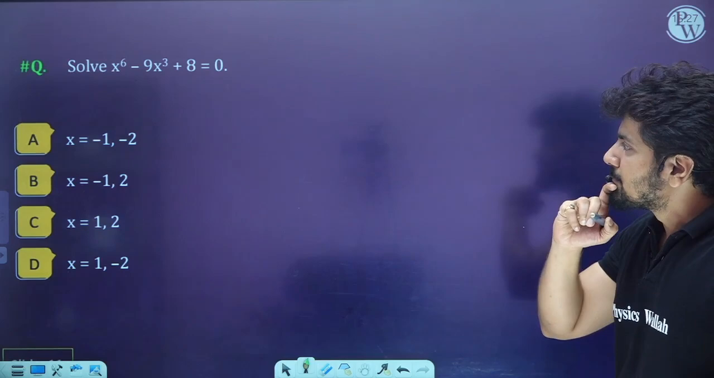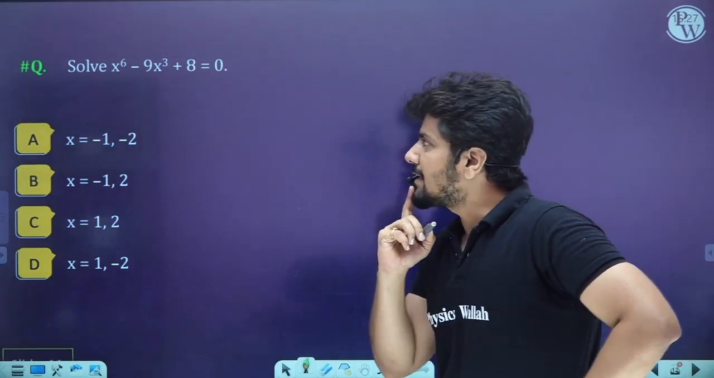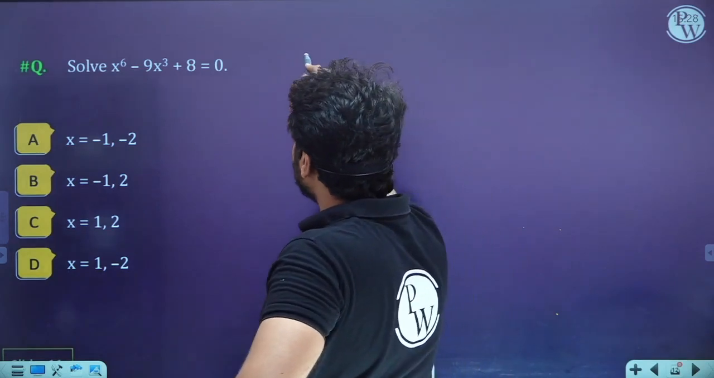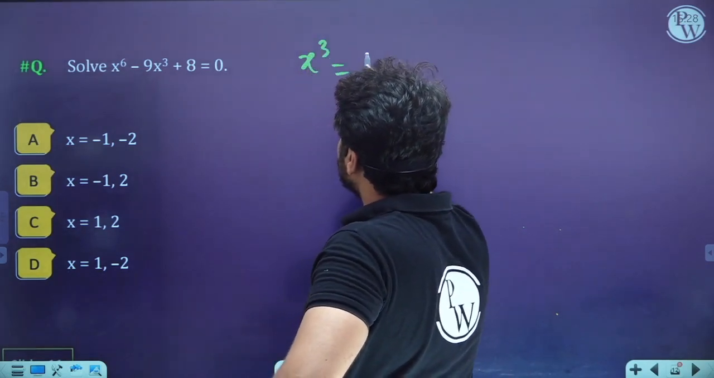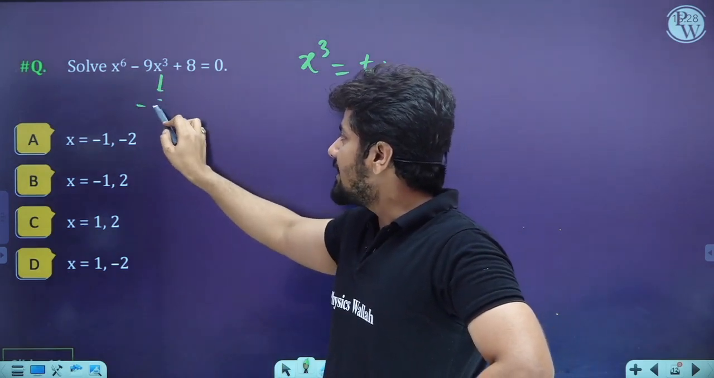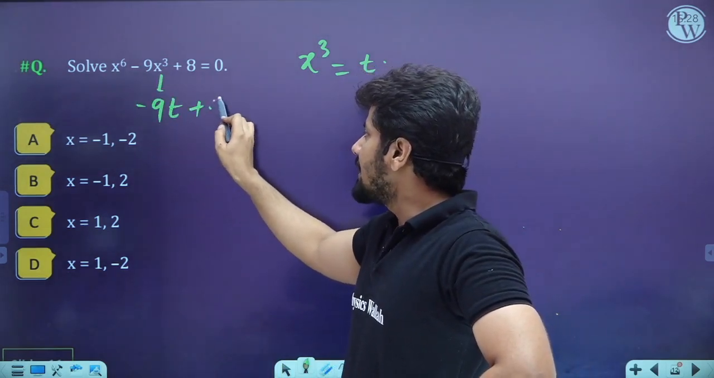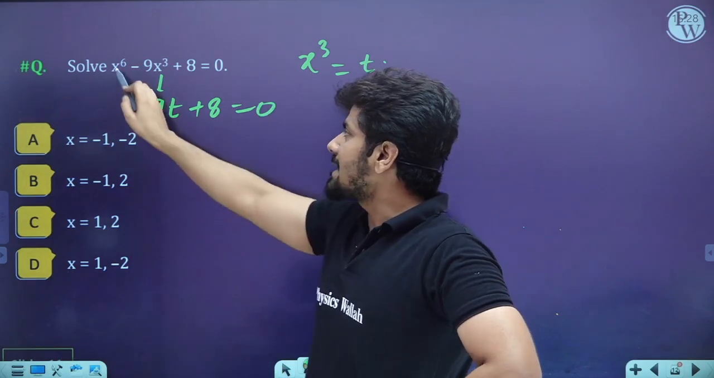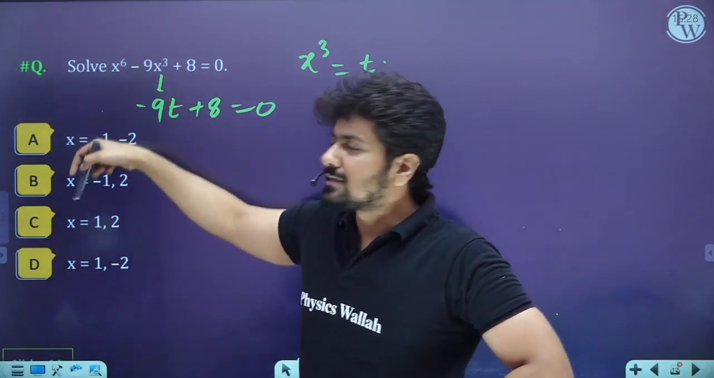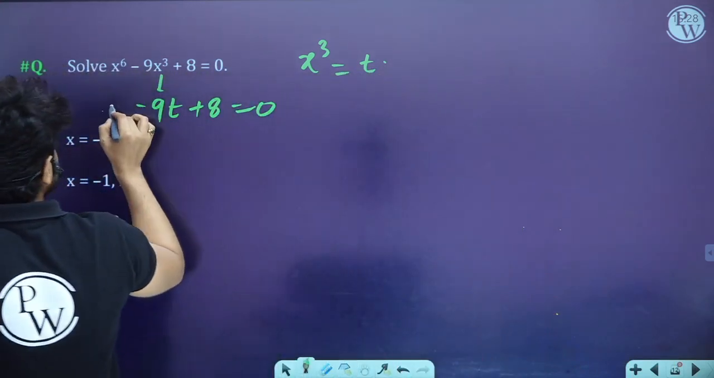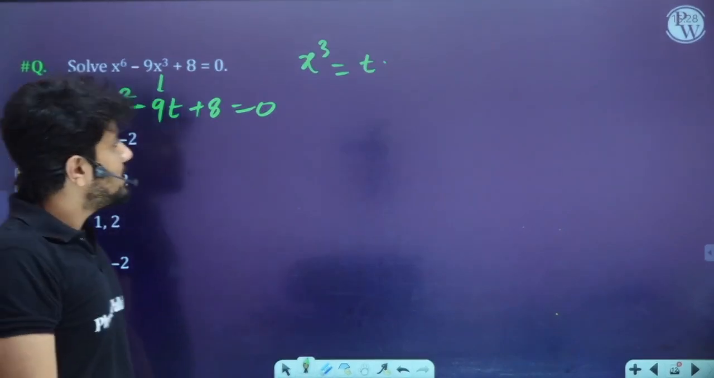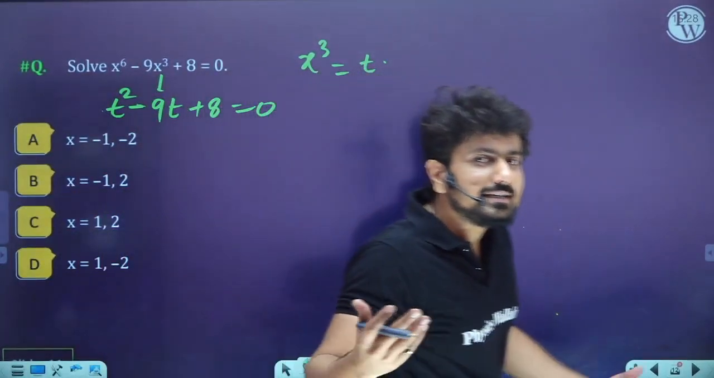Now, this question: x raised to the power 6 minus 9x cube plus 8 equal to 0. How are we going to solve it? Simply take x cube as t this time. So if you take x cube as t, this becomes minus 9t plus 8. And what does x raised to the power 6 become? If x cube is t, x raised to the power 6 will be t square.